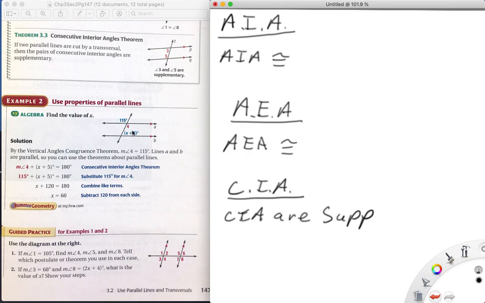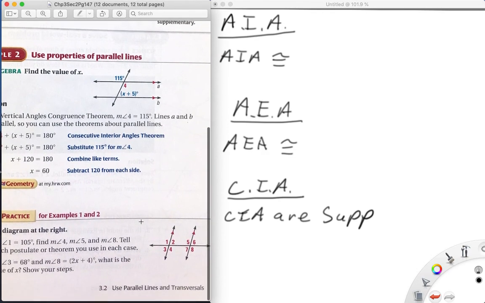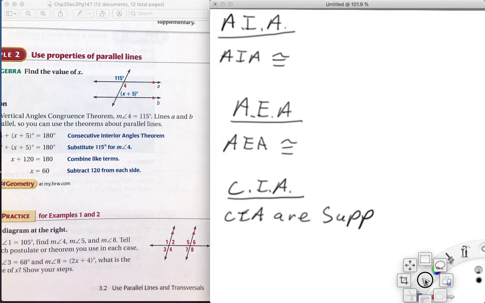Alright, so we can use this doing some math stuff. Here we have upper left, we have bottom right. These guys are not anything to each other. However, we have this 115, we have this 4. So I know that angle 4 is vertical angles with 115. So if this is 115 degrees and 4 is also 115 degrees, I know that 4 and x plus 5 are supplementary because they're consecutive interior. So I can say angle 4 plus x plus 5 equals 180, and then you can solve for x that way. They got x equals 60.